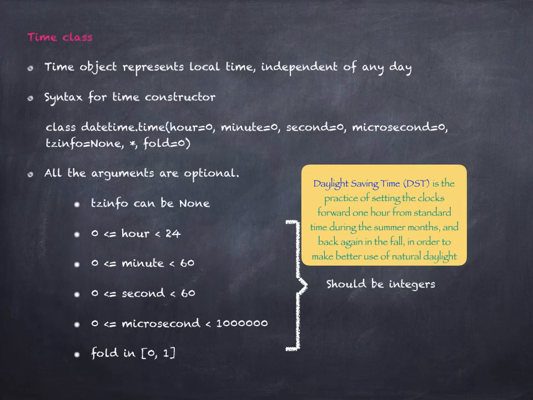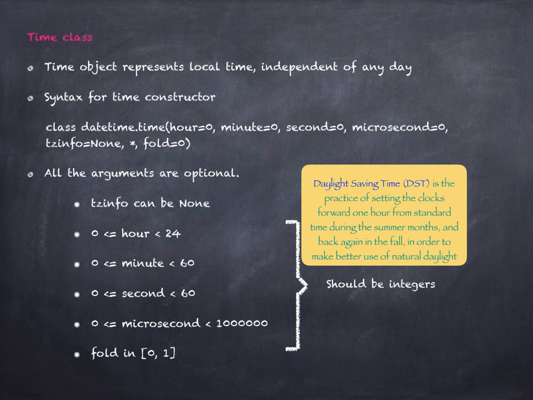Next class is the time class, and a time class object represents local time. It is independent of any day. The syntax for this time constructor is datetime.time. Within brackets you can give these arguments, and you can see their default values also with it. Hour equal to 0, 0 is the default, minute, second, microsecond, tzinfo, that is the time zone information, and fold.